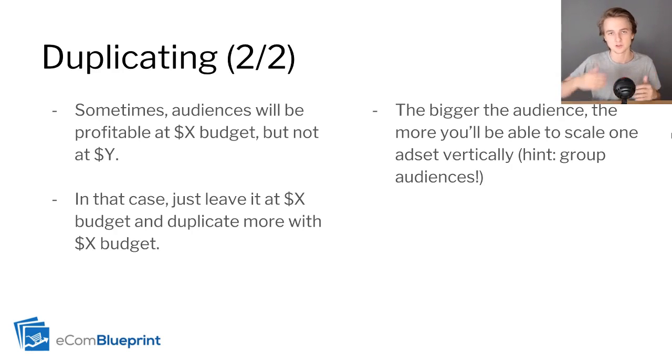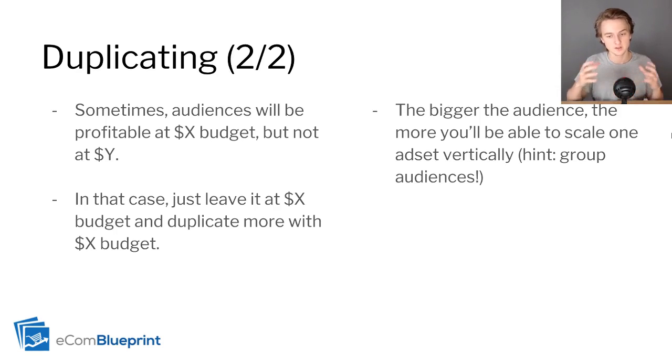And one thing you can do is duplicate that audience a bunch of times and leave it at $50. And so you can scale horizontally that way instead of trying to scale vertically. Because sometimes it just won't work if the budget's too high and you won't be able to vertically scale the ad set. So, if it's not working, then just don't force it and just scale horizontally instead. Now, one tip is the bigger the audience, the more you'll be able to scale one ad set vertically. So if you have an audience with a few million people, you should be able to scale to at least $500 a day or more in budget.